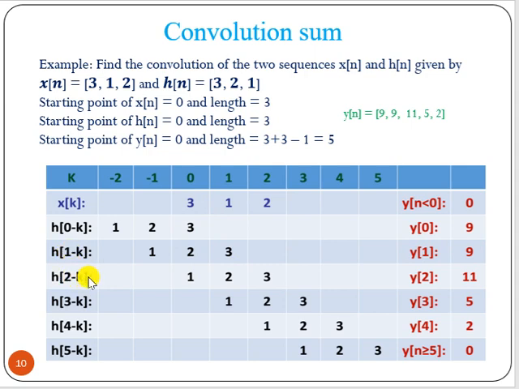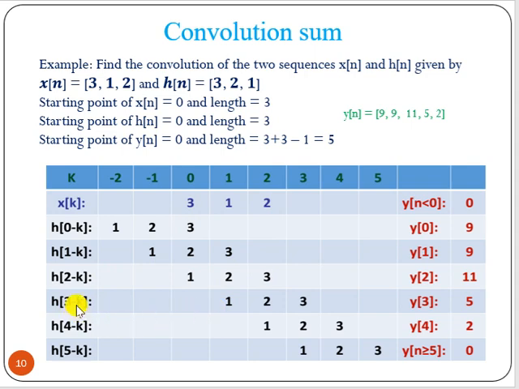Now h of 2 minus k, so this 1 minus k we have to shift again by another unit, then multiply, that is 3, 2, 5, 6, 11, that is y2. For y3 you have to shift right hand side once again.